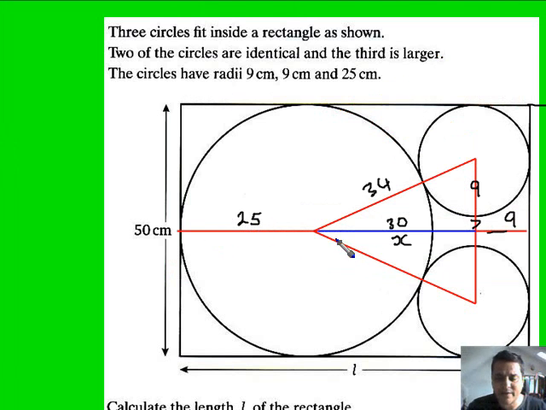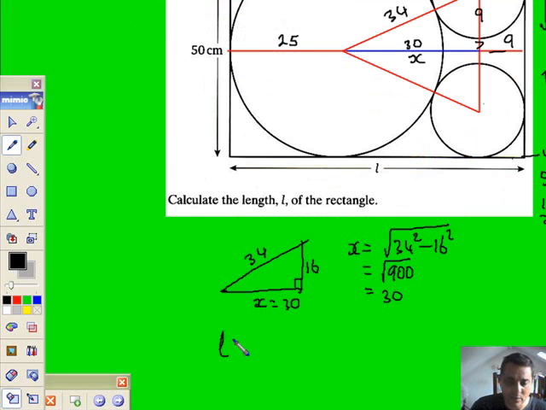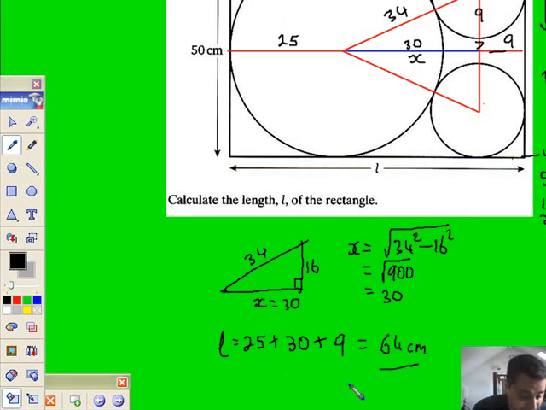And look, I've got a 25, I've got a 30, and I've got a 9. So therefore, my length is going to be 25, plus my X is 30, plus this little bit here, the radius of the small circle, is 9. And altogether I have 64 centimeter length. Let's just check that. 55 and 9. The 5 onto that is 64 left over. 64. And that's quite tricky, I'm sure.